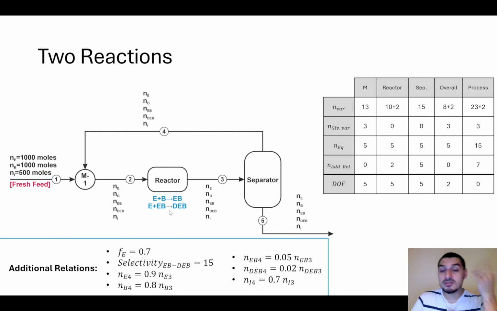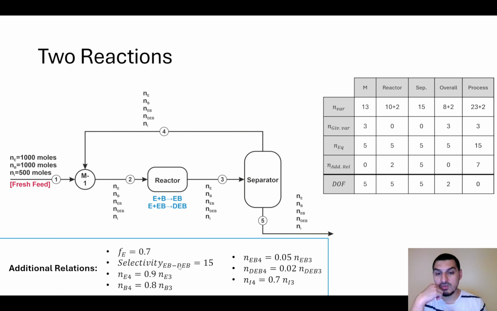Based on this, you can see that we have diethyl benzene in the product, and we have diethyl benzene in stream 5, of course, and there is some diethyl benzene that comes here, which is mixed with the fresh feed. So all the streams except the fresh feed contain diethyl benzene. And we have two pieces of information about the reactor. We have the fractional conversion of ethylene, which is the same, but it's now for two reactions, not only one reaction. And we have the selectivity of ethyl benzene to diethyl benzene.